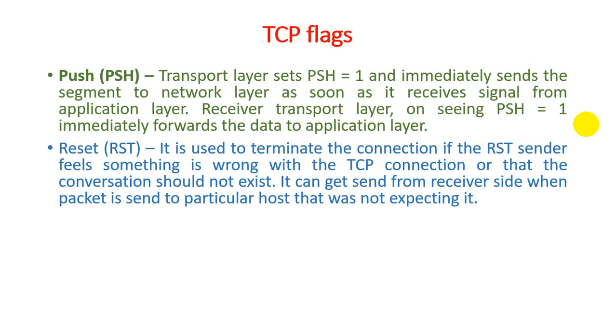Next one is the reset, or RST, flag. It is used to terminate the connection if the RST sender feels something is wrong with the TCP connection, or that the conversation should not exist. It means that in between your connection, if some packet has the RST flag set to 1, then your connection may be wrong, or some packet may be missing, or the connection should be terminated.